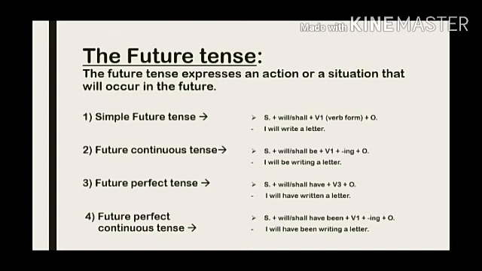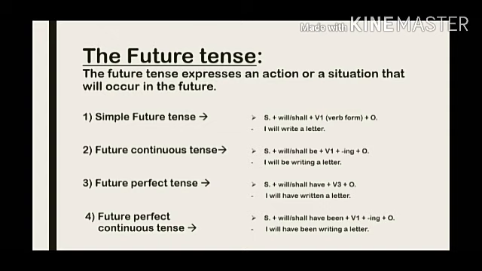Third, future perfect tense. The sentence is I will have written the letter. Here we use will or shall have and V3, that is past participle of the verb. So the sentence is I will have written the letter.